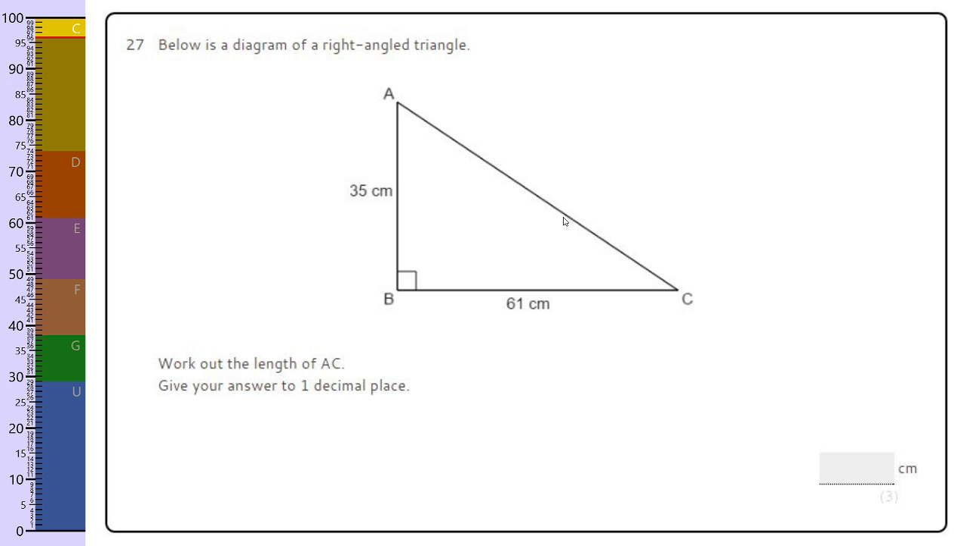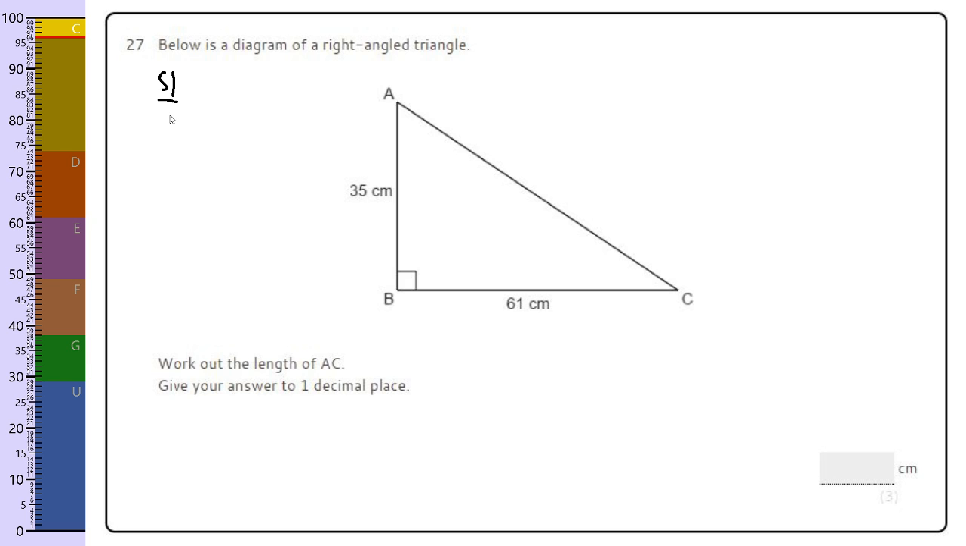Okay, now you are given 2 lengths on a right angled triangle and you're asked for a third length. So this is Pythagoras. If you have your own methods for this, please feel free to use them. If you have reached this stage and not have a clue how to do this question, I'm going to show you a quick and easy way of doing it. And it involves 3 steps.